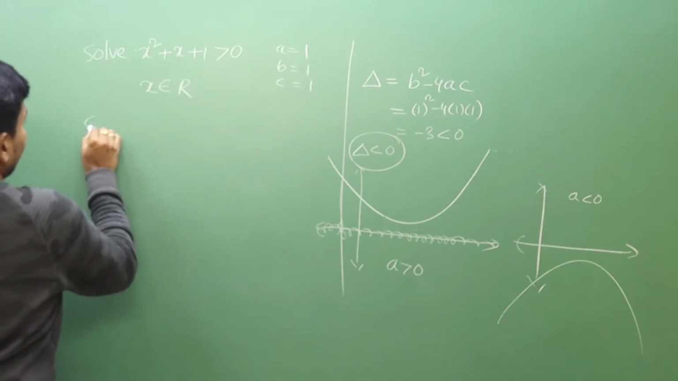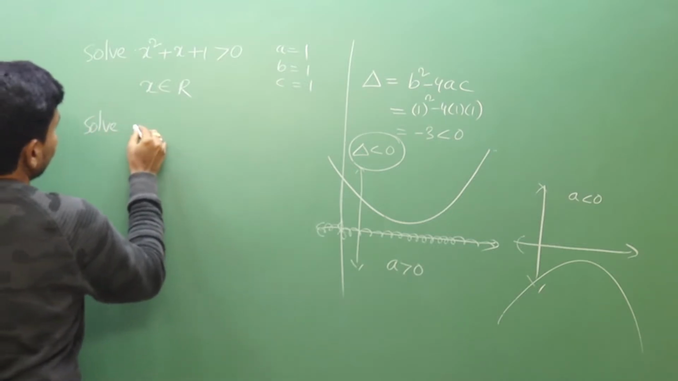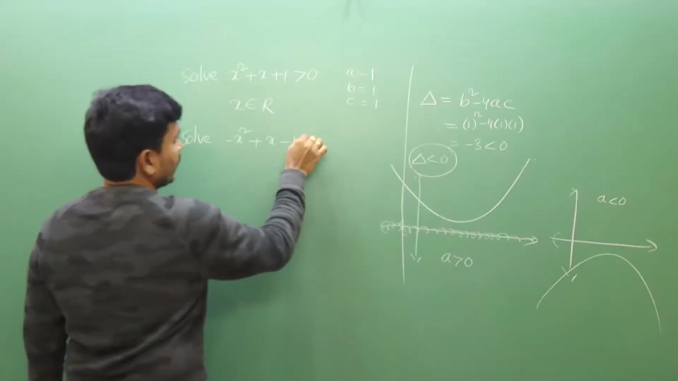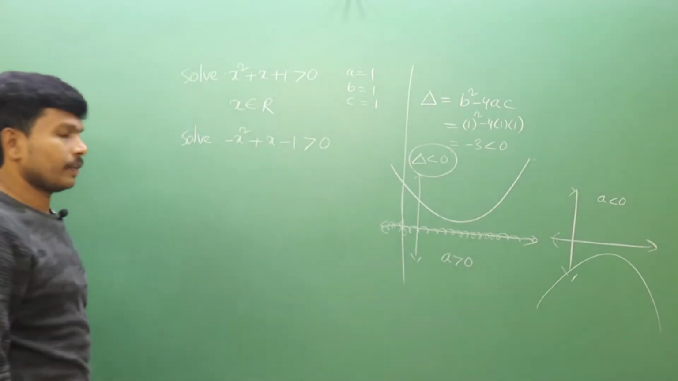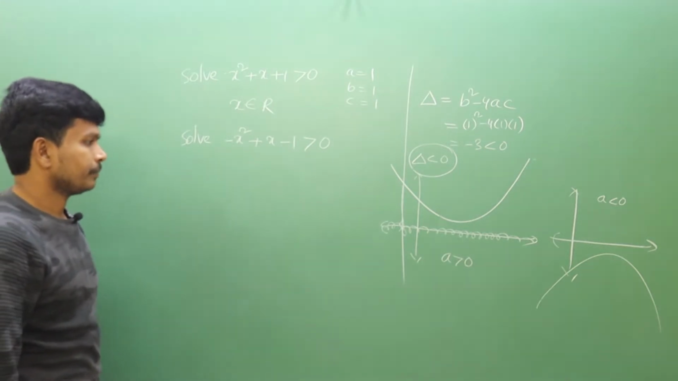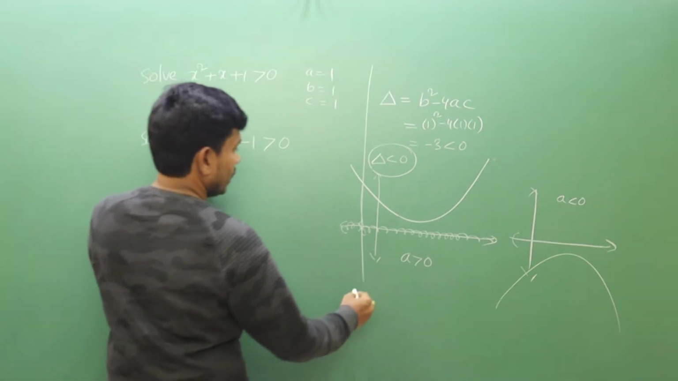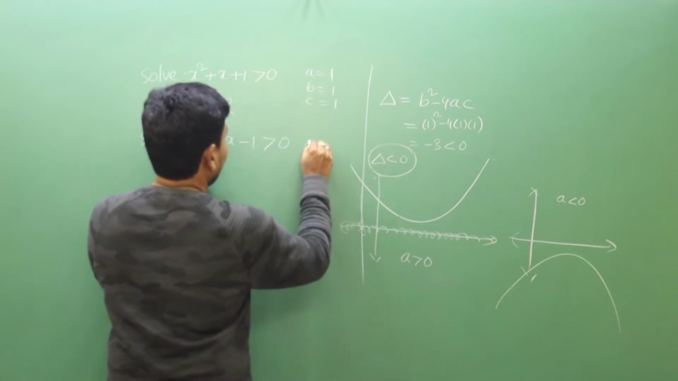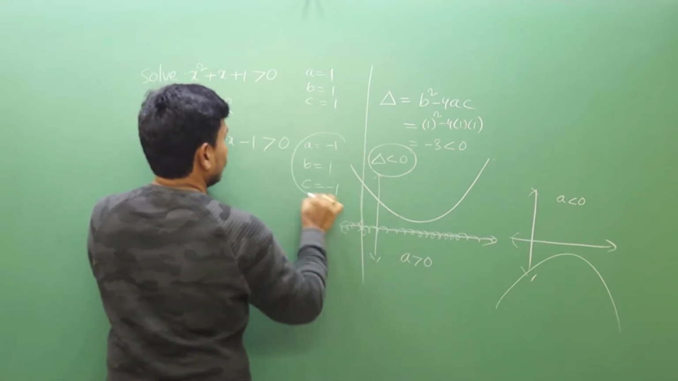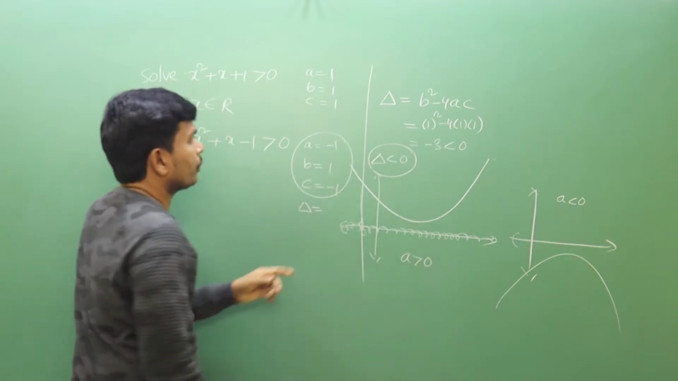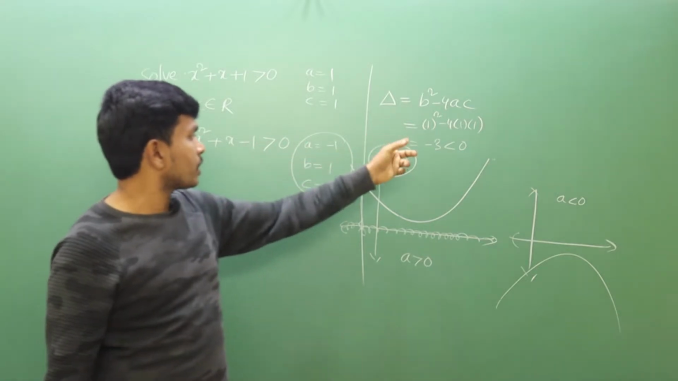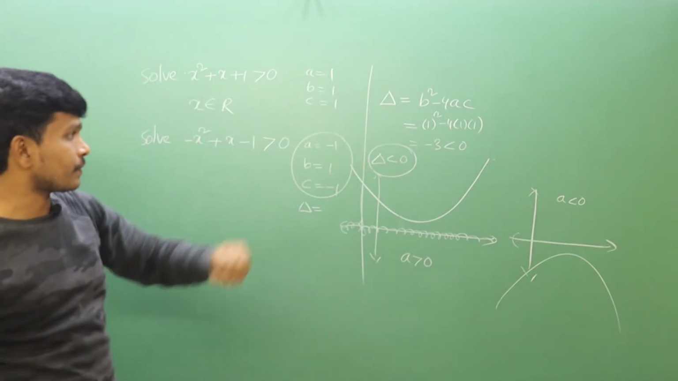One more problem I am giving you. Solve minus x square plus x minus 1 greater than 0. Again you have to find the discriminant. What is the a value? A is minus 1. What is the b value? 1. C value minus 1. What is the discriminant? B square minus 4ac: 1 whole square minus 4 into minus 1 into minus 1.